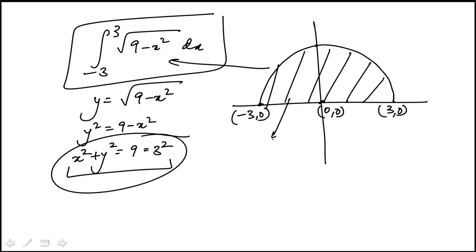So this is really just half the area of the corresponding circle. Area is pi r squared. So it's half of 9 pi, or 9 pi over 2. And that's answer choice D.